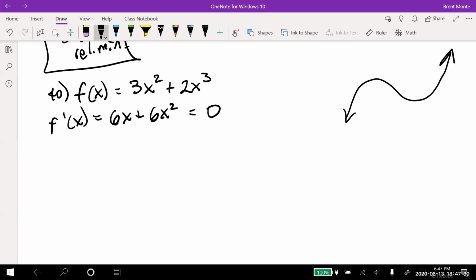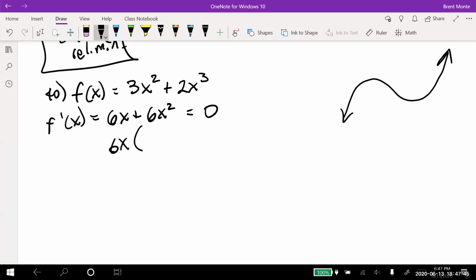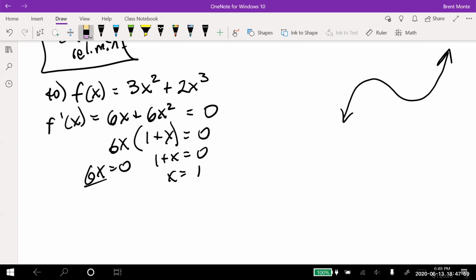I like to often just put a 0 right there because then I can see if I look left, right, oh, the derivative is equal to 0. Well, to solve this, don't get rid of the 0. If you have x in more than one place, you're going to have to factor it out. I can factor out a 6x, and it leaves me with 1 plus x equals 0. And then I set each of those equal to 0. I get x is negative 1. And if I divide by 6, I get x equals 0. Remember, 0 divided by 6 is 0.